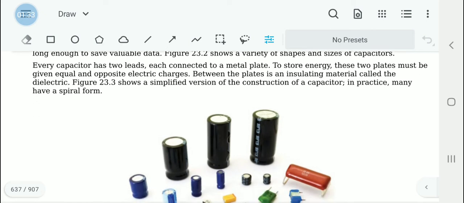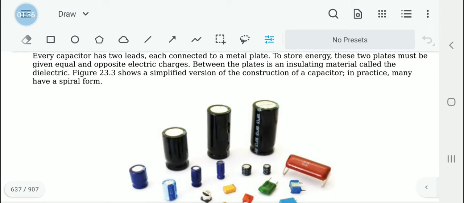There are two leads coming from the capacitor, and each is connected to a metal plate. To charge this, or to store energy in these capacitors, these two plates must be given equal and opposite electric charges. There is an insulating material between these two plates, and it is called a dielectric.